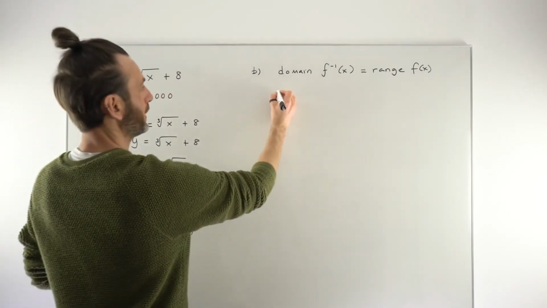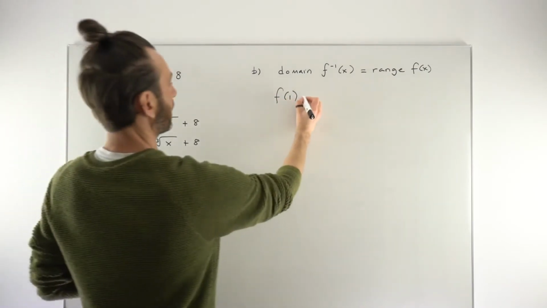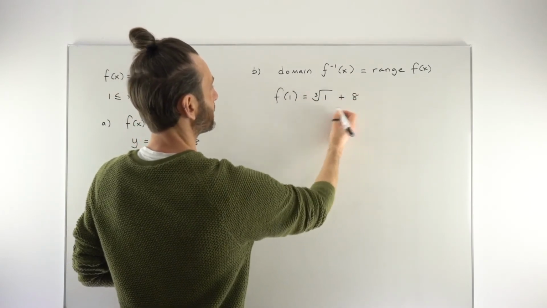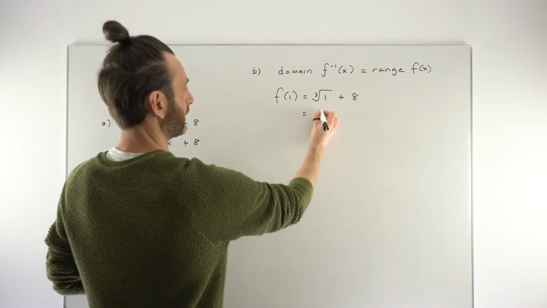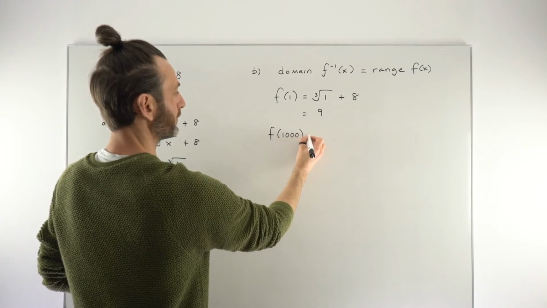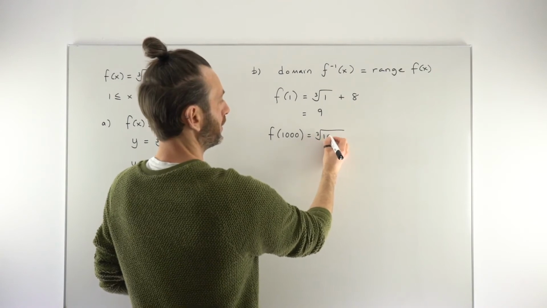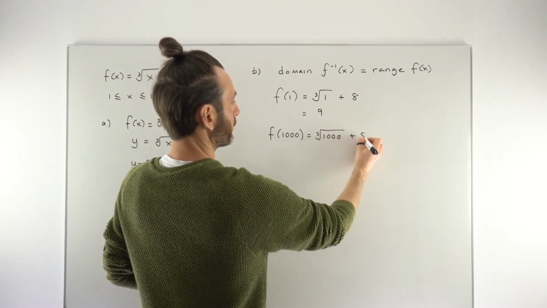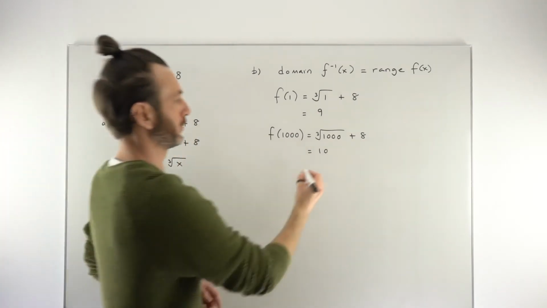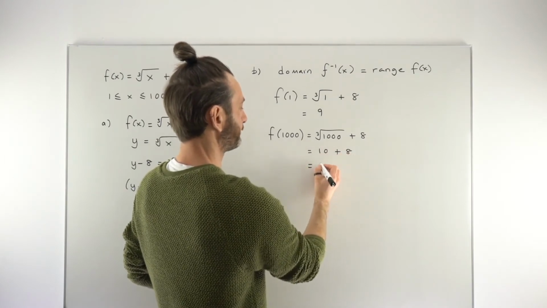So basically, if we take f and evaluate it at 1, we're going to get the cube root of 1 plus 8. So cube root of 1 is 1, plus 8 is 9. If we do the same thing for the endpoint, so evaluate the function f at 1000, then we're going to get, remember this is a calculator question, the cube root of 1000 plus 8. The cube root of 1000 is 10, 10 times 10 times 10 gives you 1000, so that's going to be 10 plus 8, which is 18.